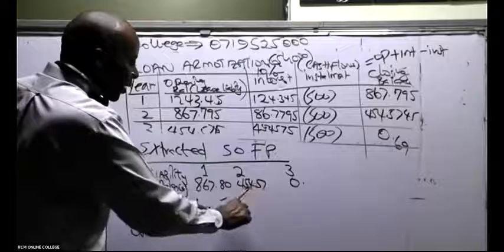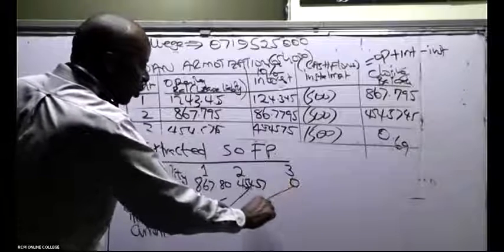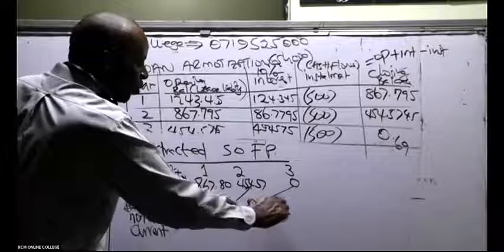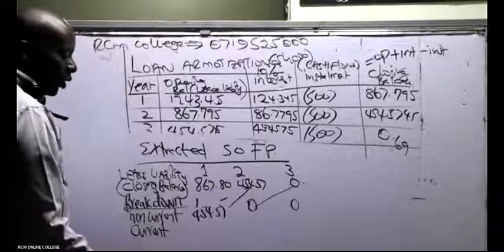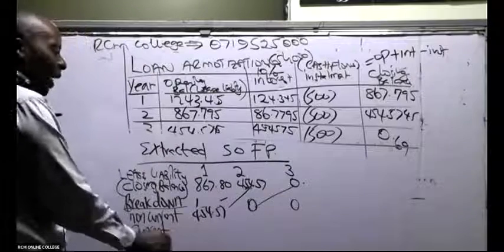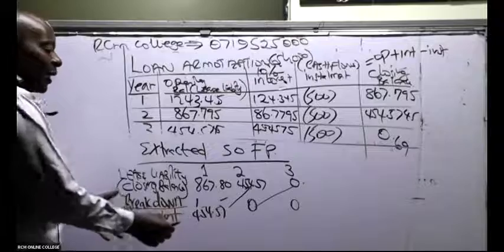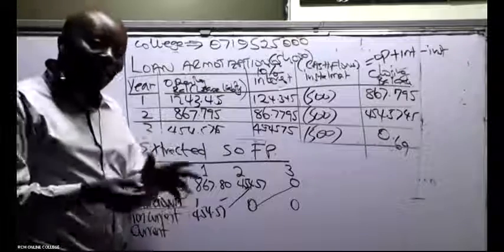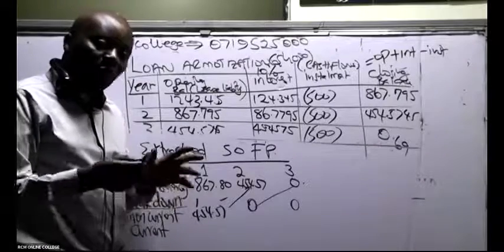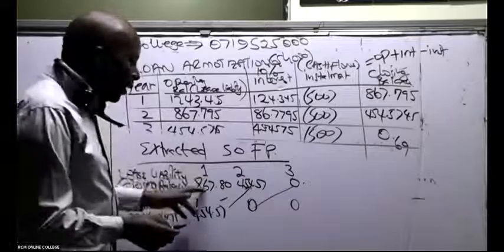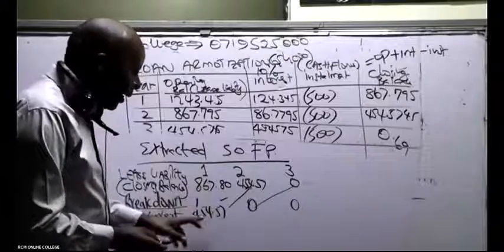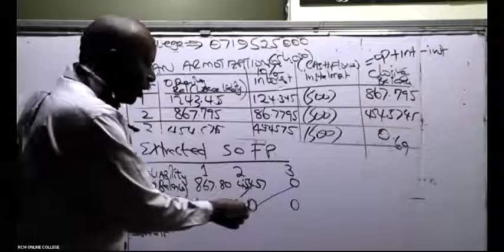So non-current here will be 454.57. That's the first. And then you pull this here to year 2, 0. Of course, here there's nothing to be pulled. So the difference is what we call current. The difference is what will be paid in the current year. So to get what will be paid in the current year, you take this minus this, give me an answer.